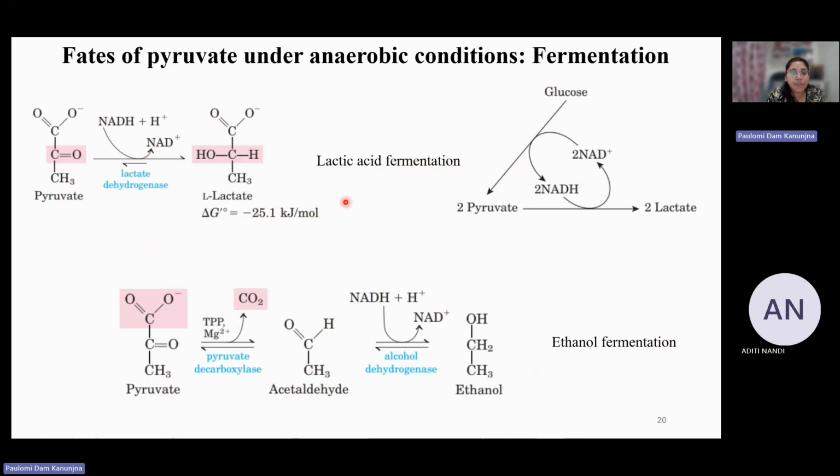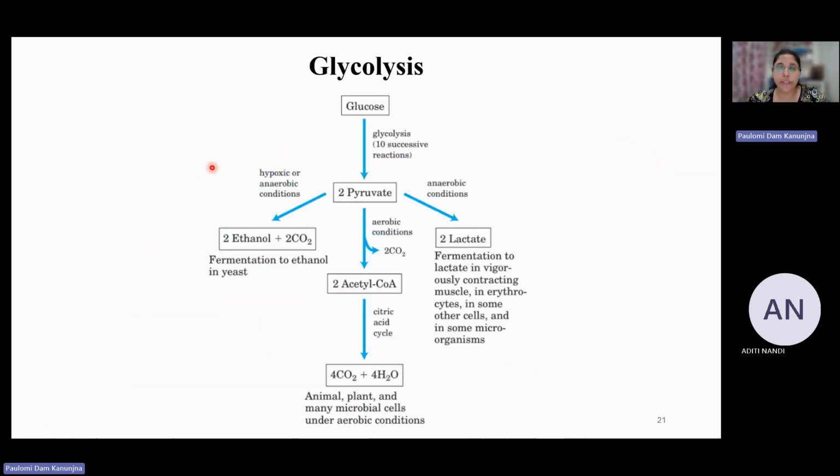If it is lactic acid formation, it is via lactate dehydrogenase, or if it is ethanol formation, there are two enzymes involved: one is pyruvate decarboxylase, and the other is alcohol dehydrogenase. You also need to remember, once your glucose has converted to pyruvate, what is the fate of the pyruvate? Under aerobic conditions, it leads to formation of ATP, but if there are no aerobic conditions, these are the fates of pyruvate. So this is what I was referring to.